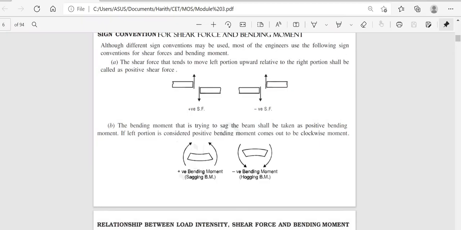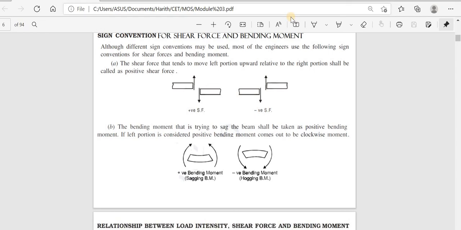Next is the sign convention. This is a section I am considering, with right and left. If the left of the section is clockwise, that is positive. Or if the right of the section is anti-clockwise, it is positive. And if the left of the section is anti-clockwise, it is negative, and if the right of the section is clockwise, it is negative.